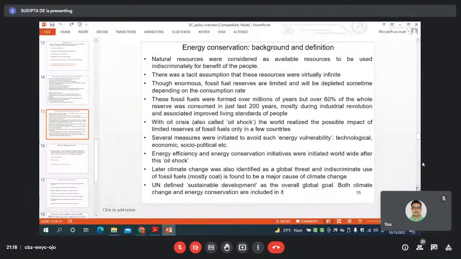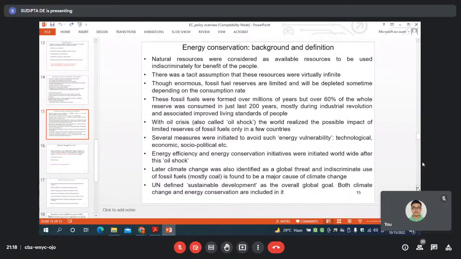Several measures were initiated to avoid energy vulnerability: technological, economic, and socio-political. All aspects will not be possible to cover here. We will discuss some technological and some economic ones, but the socio-political issues will end up after what has been discussed currently, because these are also very involved issues. Energy efficiency and energy conservation initiatives were initiated worldwide after this oil shock. This is the origin of the current energy conservation concept.